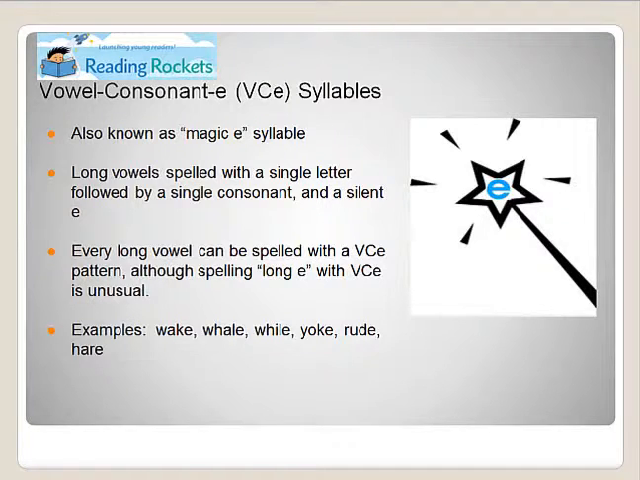Words that end with the silent E are labeled vowel consonant E syllables. They are also commonly referred to as magic E syllables. A magic E syllable word contains a long vowel spelled with a single letter followed by a single consonant and a silent E. Every long vowel, A, E, I, O, and U, can be spelled with a vowel consonant silent E pattern, although spelling long E with a vowel consonant silent E pattern is unusual. Some examples of silent E words include wake, whale, while, yoke, rude, and hair.